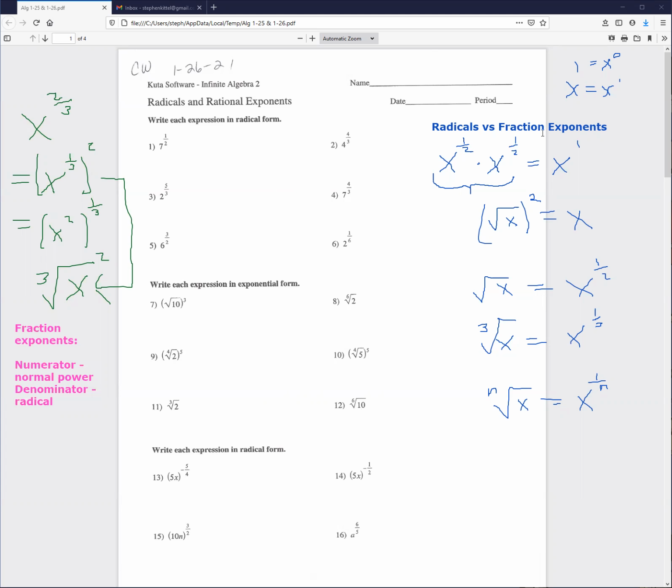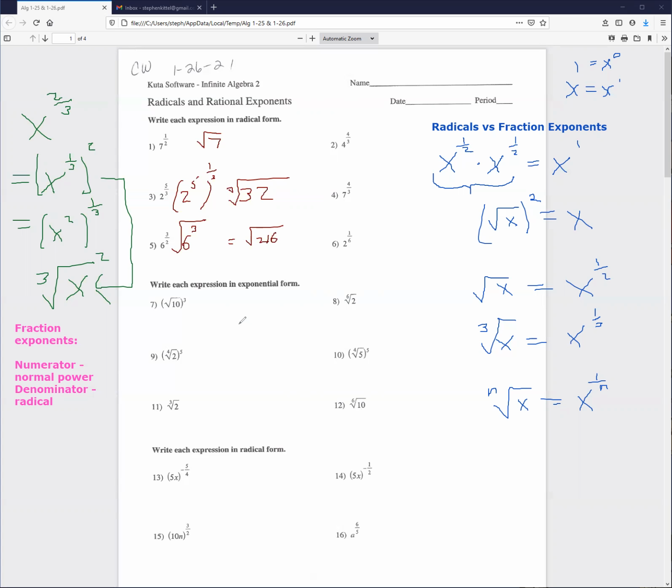And so when we look at this screen in front of us, we can see very clearly then that these questions are going to be pretty easy to answer. 7 to the 1/2 means square root, so it's square root of 7. 2 to the 5/3, well, this is 2 to the 5th, 2 to the 1/3. 2 to the 5th is 32, and to the 1/3 is cube root of 32.